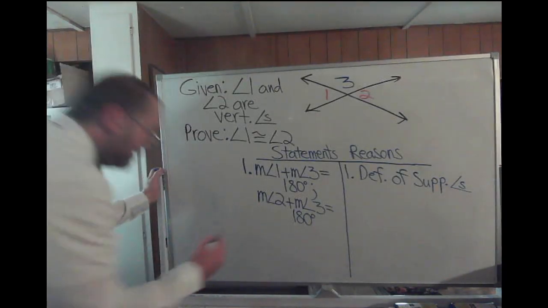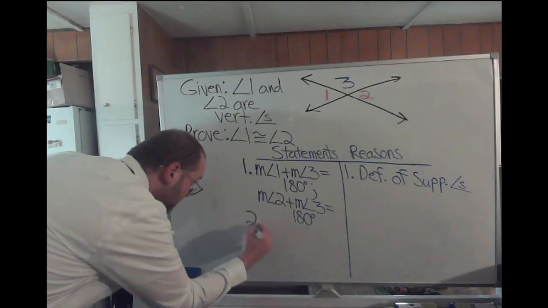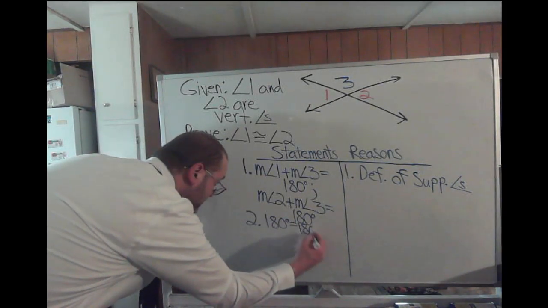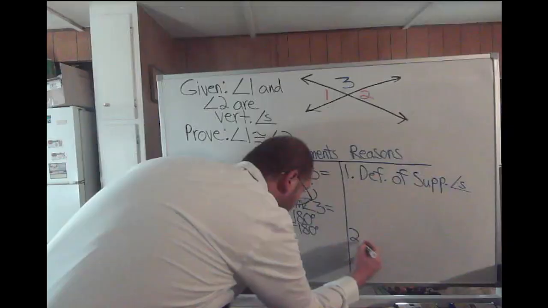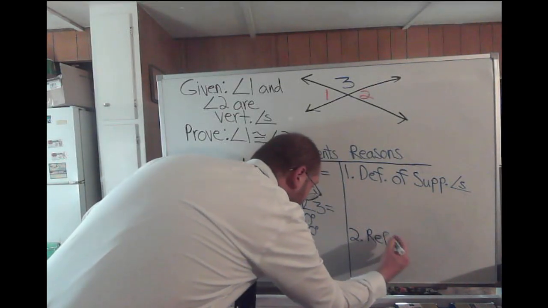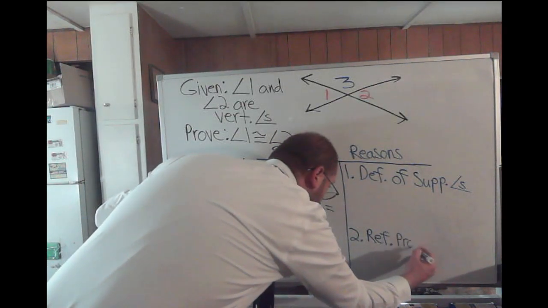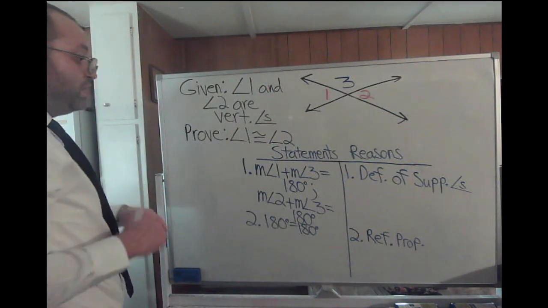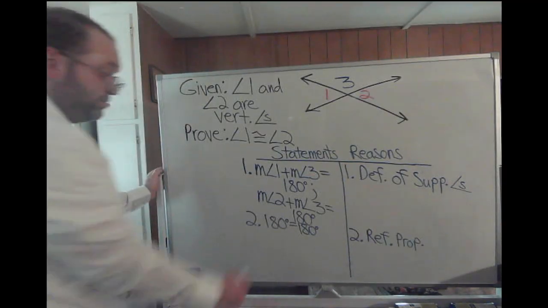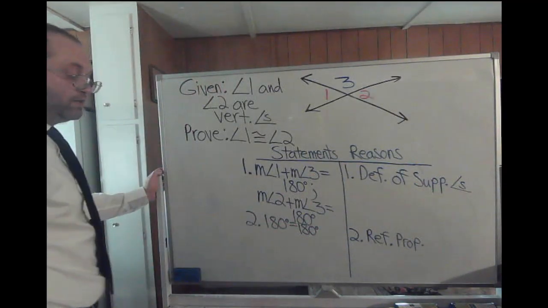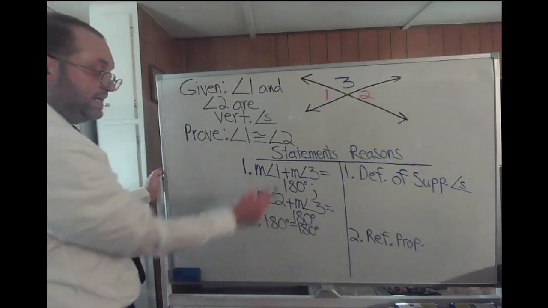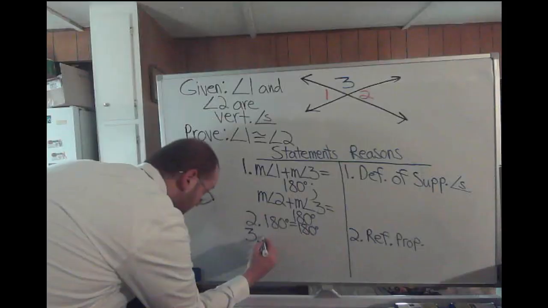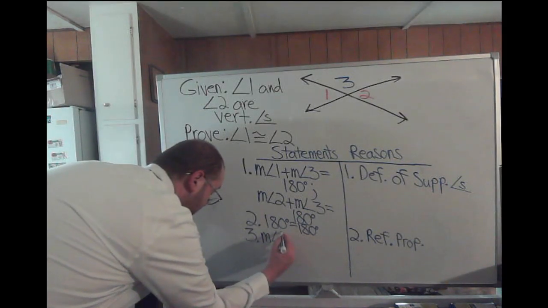Here's where it gets interesting. Step 2, it's true that 180 degrees equals 180 degrees. That statement's true by the reflexive property. So by the reflexive property, 180 degrees equals 180 degrees. Which means now, since we have 180 degrees equal to 180 degrees, for each of these 180s, we can substitute the equations in.